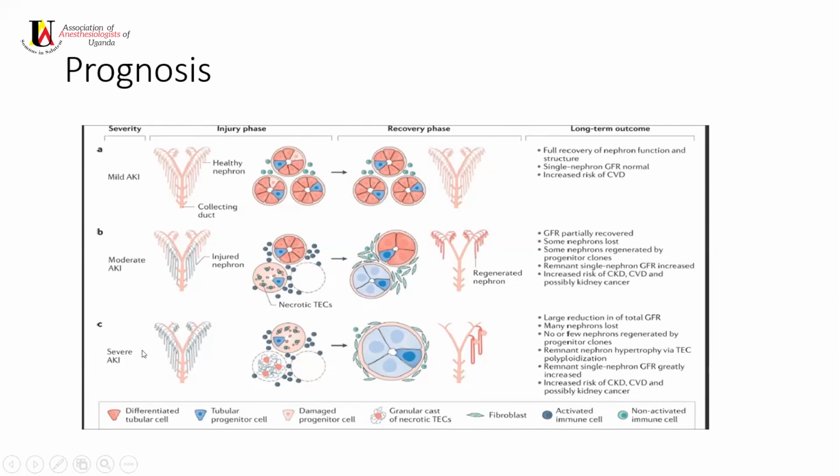Then in the severe AKI, most of the nephrons are really injured. And at the end of your recovery process, you have very few nephrons that are left. So you have a markedly large reduction in total GFR. You have many nephrons that are lost, and no or few nephrons that have regenerated. You have an increased risk of CKD, kidney cancer, cardiovascular disease, and also single nephron GFR is greatly increased.